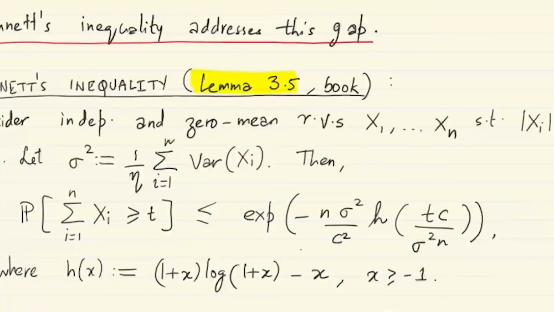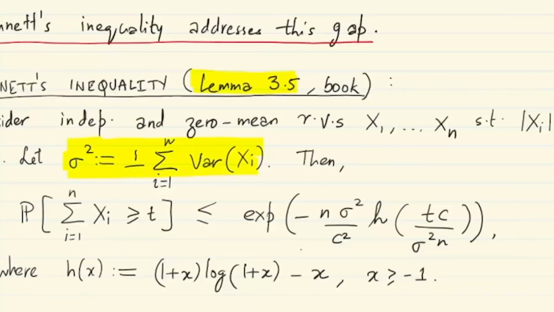So let's take independent and zero mean random variables x1 through xn, where each of them is bounded. It's the same setting as Hoeffding's inequality. So a bunch of independent zero mean bounded random variables, and let sigma square be their average variance. Okay. So this is not n here, I should say.